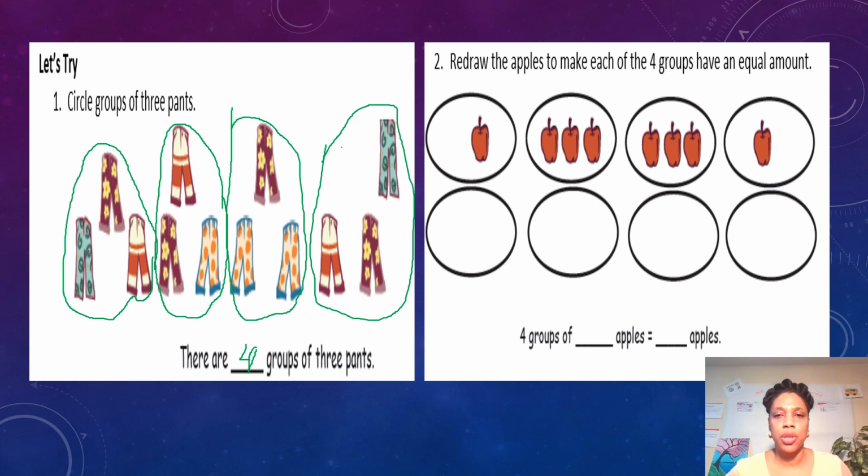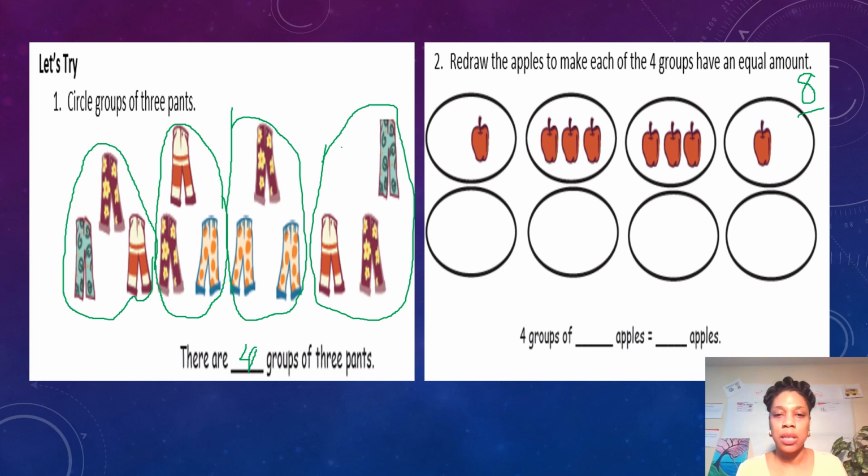In problem number 2, it says, redraw the apples to make each of the 4 groups have an equal amount. So equal means each have to have the same amount. So let's see how I would do this. Well, first I would count it out. 1, 2, 3, 4, 5, 6, 7, 8. So I know I have a total of 8 apples. So I'm going to put the number 8 here to represent how many apples I have in all.